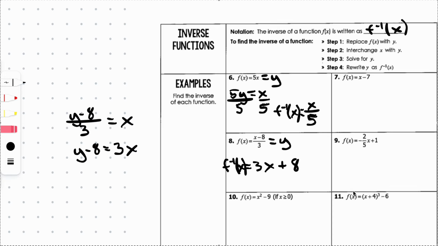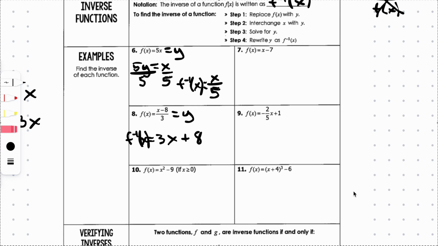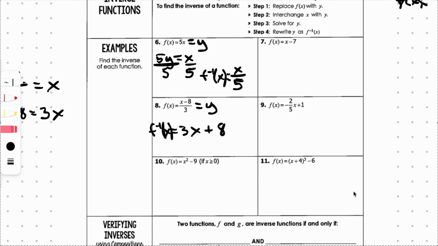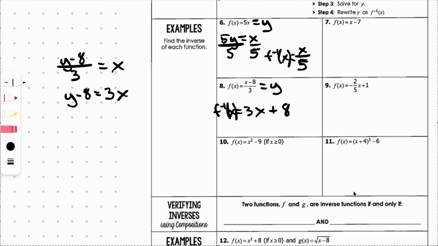Sorry, let me just make sure here. Yeah, okay. Great. Okay, so now let's do number 10. Okay, so we're given that f of x equals x squared minus 9. So I'm going to say y equals x squared minus 9. So this equals x squared minus 9. So I'm going to switch the two.